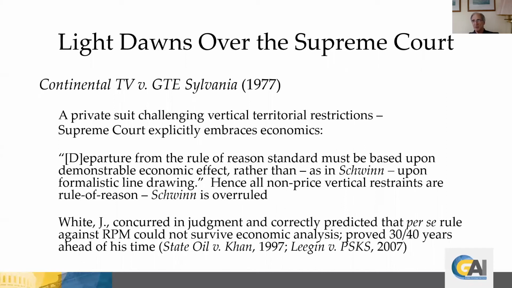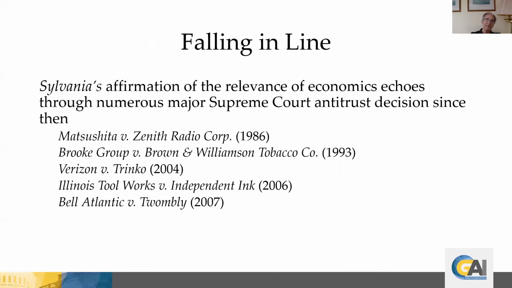And he was perfectly correct, but for various reasons, the per se rules on price restraints, vertical price restraints, didn't fall until 30 and 40 years later. State Oil versus Kahn in 1997, which struck down the per se rule against maximum price restrictions, and finally Leegin versus PSKS in 2007, which struck down the minimum vertical price restriction per se rule. So all verticals are rule of reason at the federal level now.